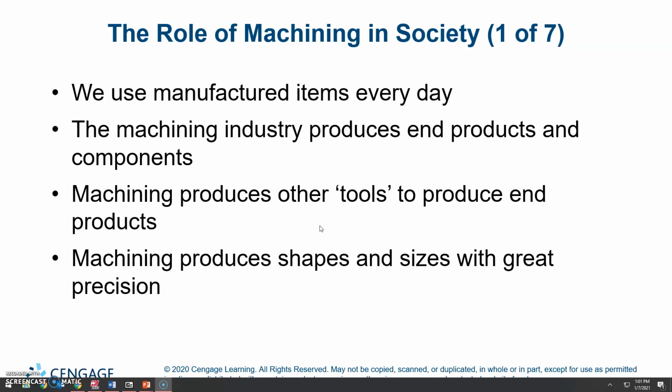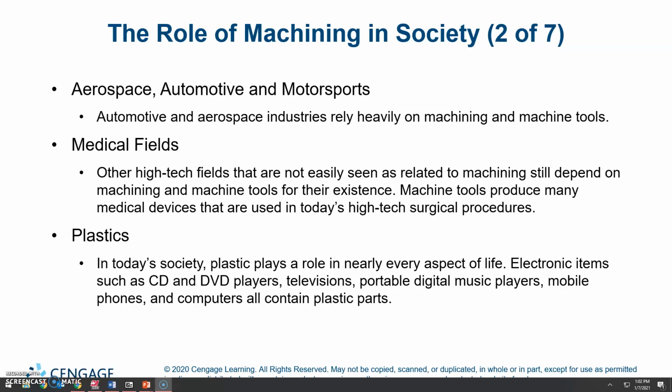The role of machining in society. We use manufactured items every day. The machining industry produces end products and components. Machining produces other tools to produce end products, and machining produces shapes and sizes with great precision. Aerospace and automotive, motorsports, medical fields, and plastics.